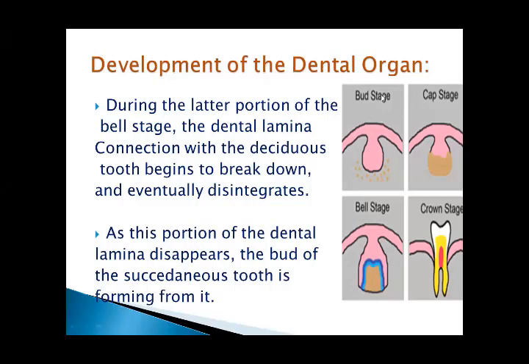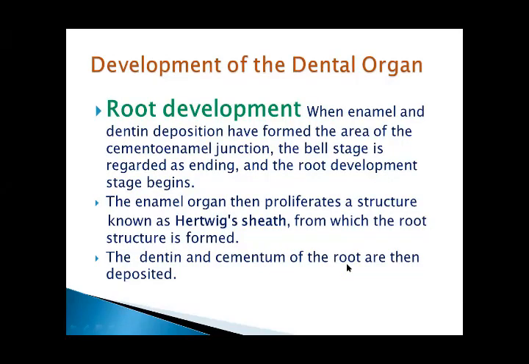First is the bud stage, second the cap stage, third the bell stage, and fourth the crown stage. Development continues when enamel and dentine deposition have formed the area of the cementoenamel junction. The bell stage is recorded as ending and the root development stage begins. The enamel organ then proliferates a structure known as Hertwig's sheath, from which the root structure is formed. The dentine and cementum of the root are then deposited.